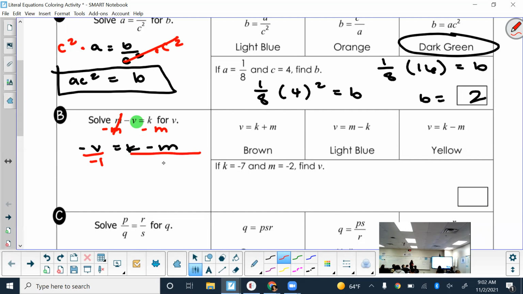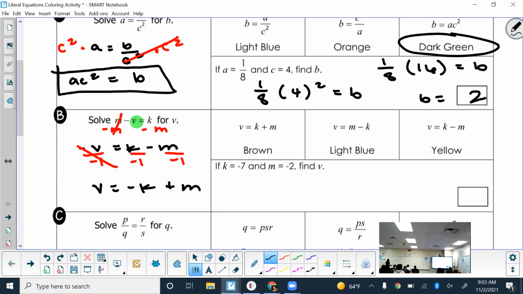Sometimes you see it like this, where the whole other side is divided by something. But since it's a number, you might also see it like this, where it's each individual term divided by negative 1. And it looks like that's what they're going for, because look at your answer option. So on the left, the negatives cancel. I have B by itself now. On the right, what's K divided by negative 1? Good. What's negative M divided by negative 1?